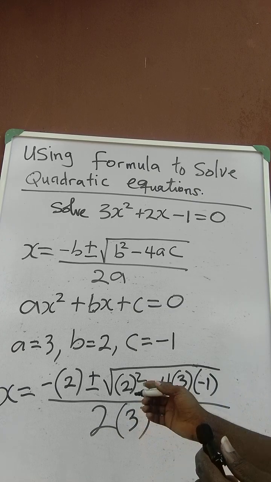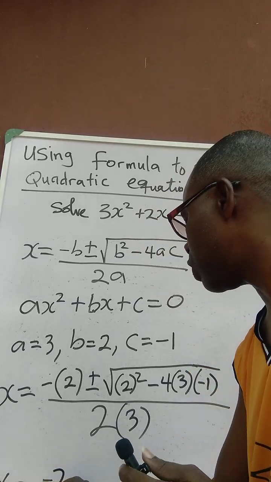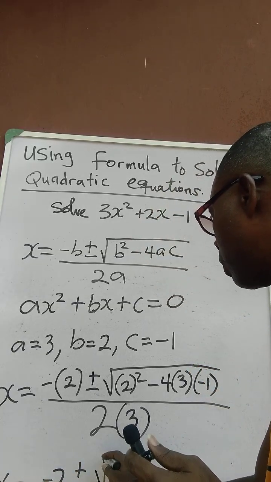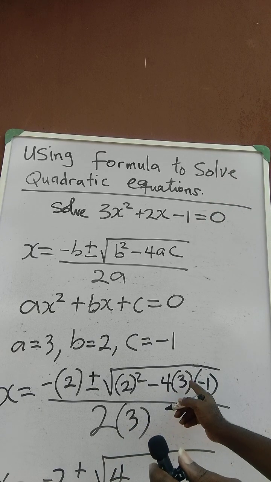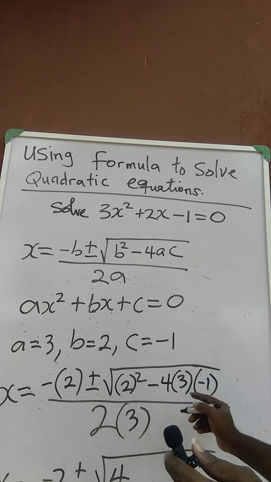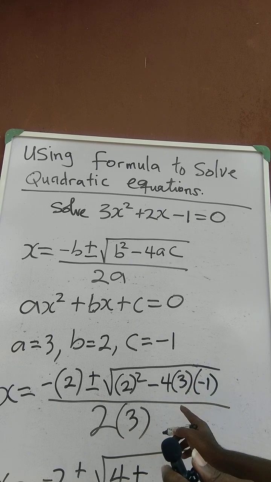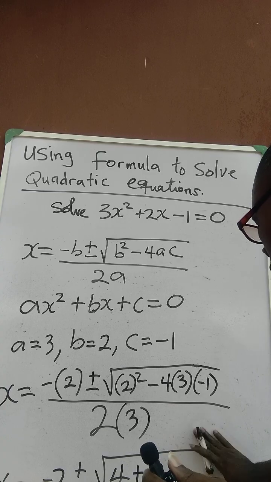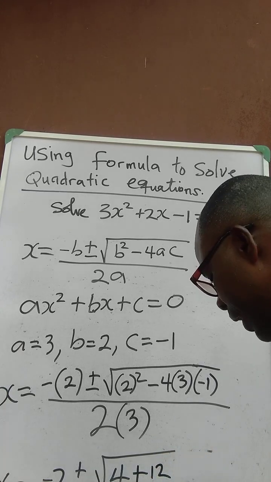Now if we expand further, or we open the bracket, that will be minus 2 plus or minus the square root of, here will be 4, minus 4 times 3 times minus 1. Minus times minus is going to give you plus. 4 times 3, 12, times 1, that is 12. So we have it as that, and this one will be over 6.